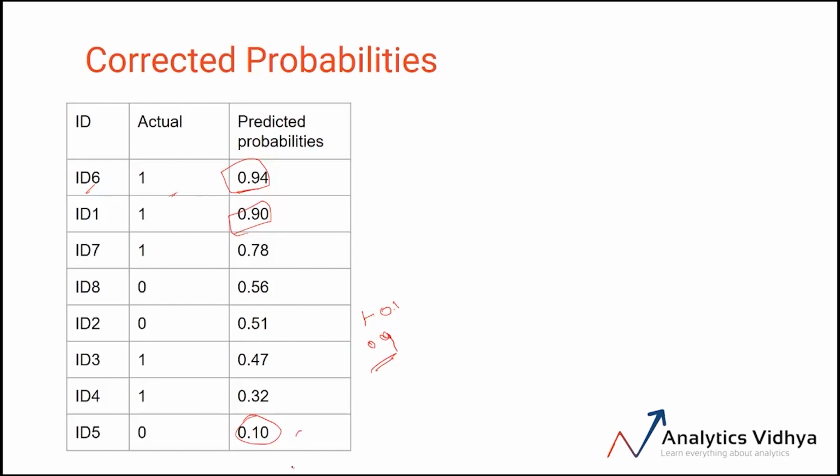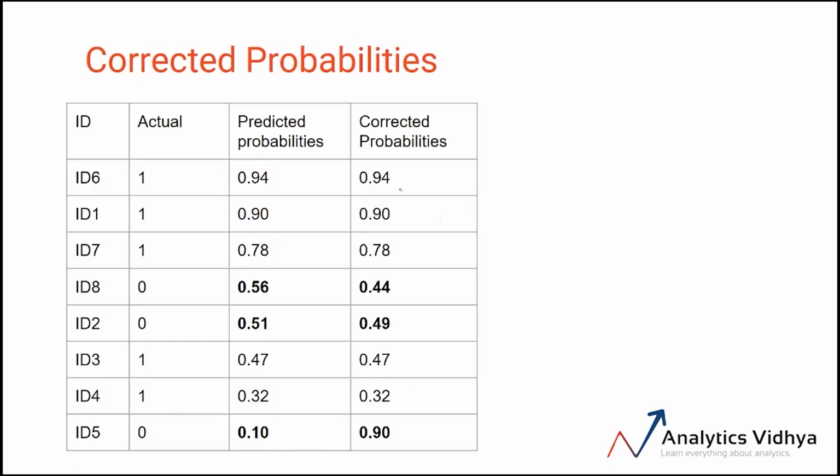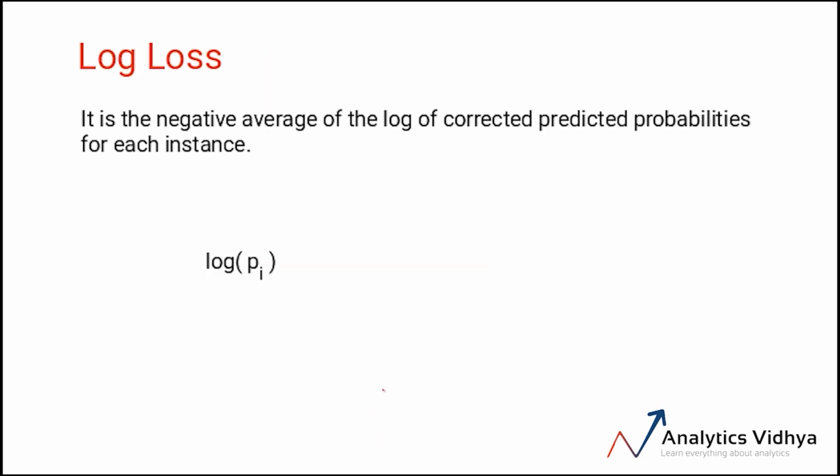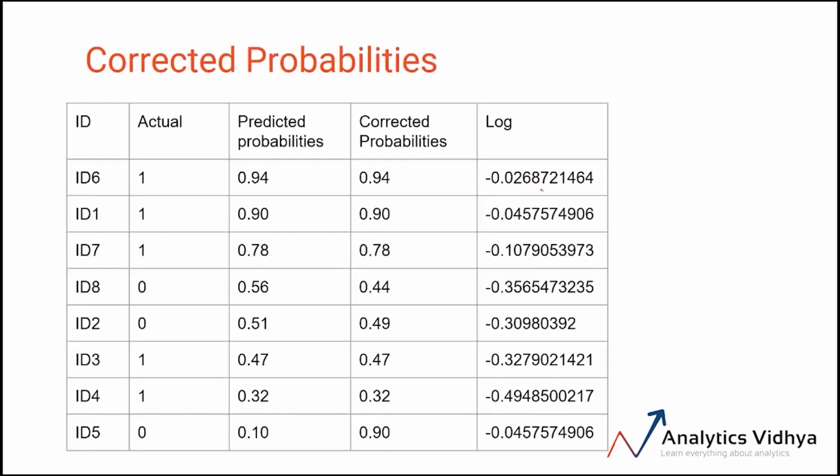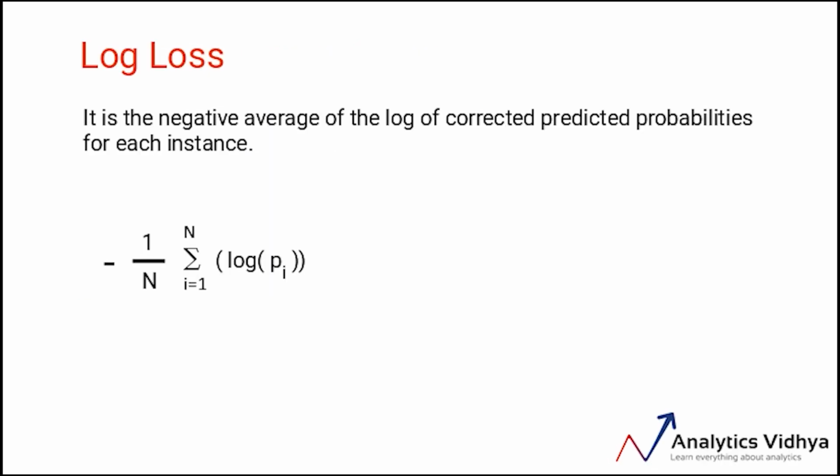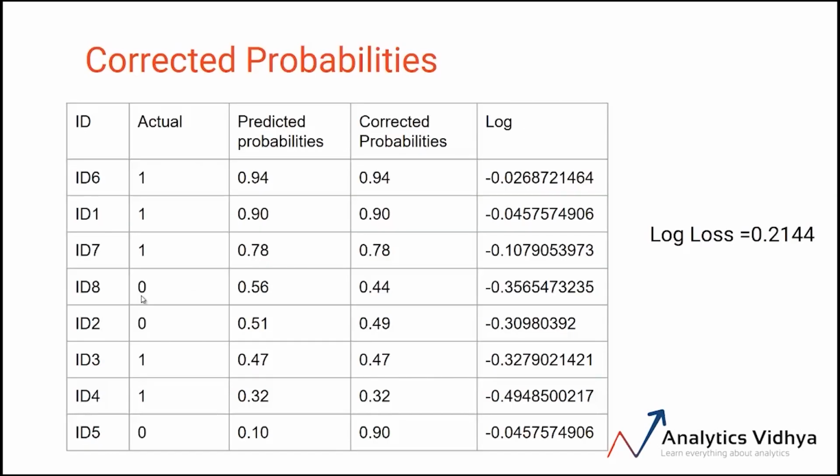In order to obtain the corrected probabilities, we consider each observation with the actual value 0 and subtract its obtained probability from 1. So here I've done this for all the rows. So you can see that these values are the corrected probabilities. Now that we have the corrected probabilities, we need to calculate the log of these values. And here is the formula for doing that. So when we apply this to our data, the last column shows the calculated log of corrected probabilities. As you can see, these values are negative. To deal with this negative sign, we take the negative average of these values. So when we do that, log loss comes out to be 0.21 in this case.